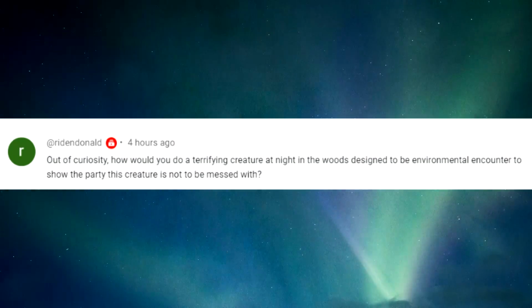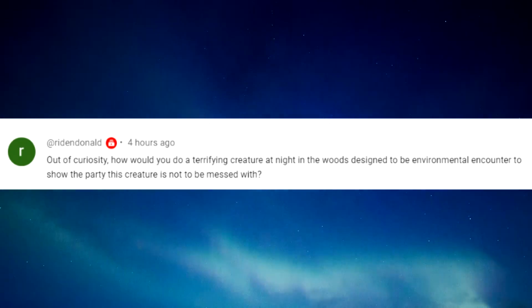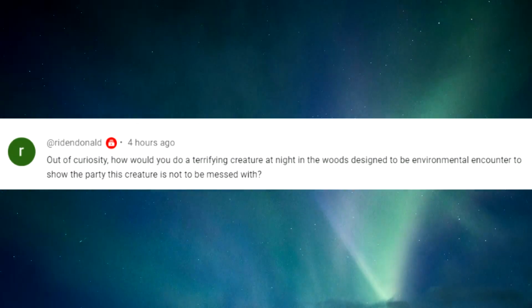Out of curiosity, how would you do a terrifying creature at night in the woods, designed to be an environmental encounter to show the party this creature is not to be messed with?